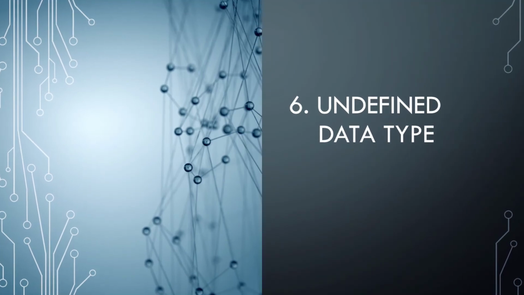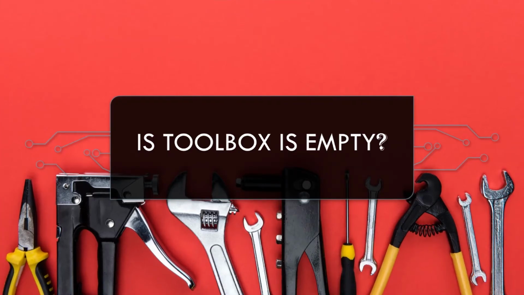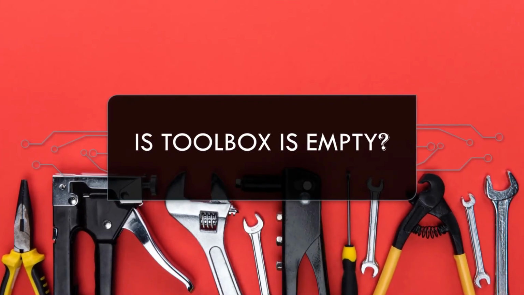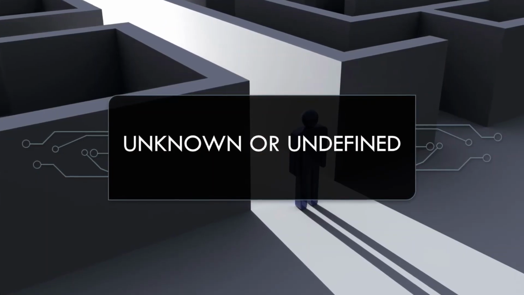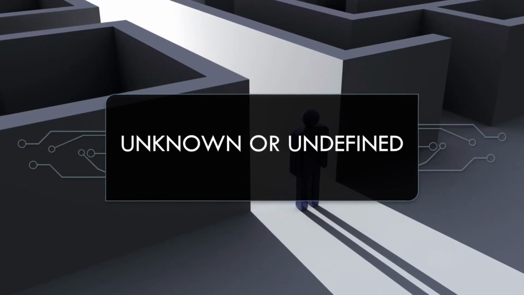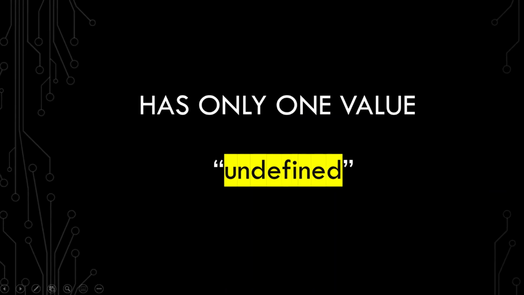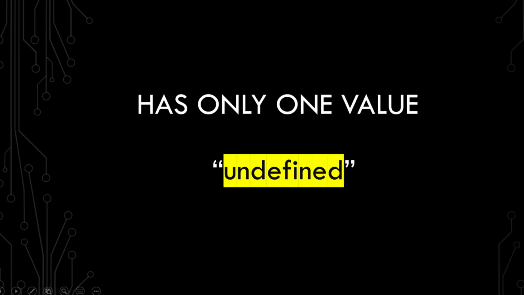The next data type is undefined. If you don't know whether the toolbox is empty or not, then you will say the status of the toolbox is unknown or undefined, so it represents the undefined data type. The undefined data type also has only one value, that is undefined.